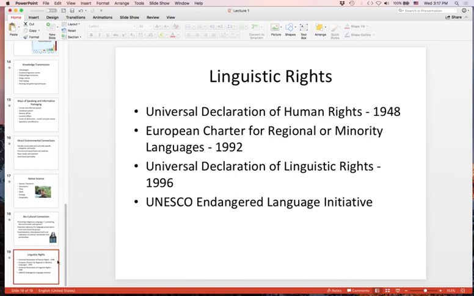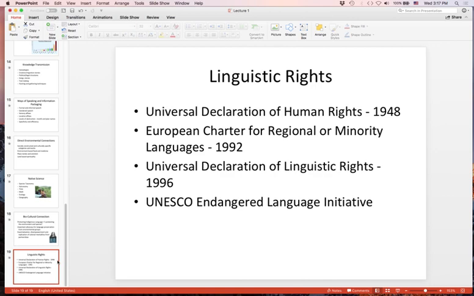And finally, linguistic rights. There is a history of work around linguistic rights, but unfortunately not a lot of strong legs to stand on, especially in comparison to something like the Endangered Species Act or global treaties and protocols around trafficking of endangered species and things like that. So it's not necessarily without trying.